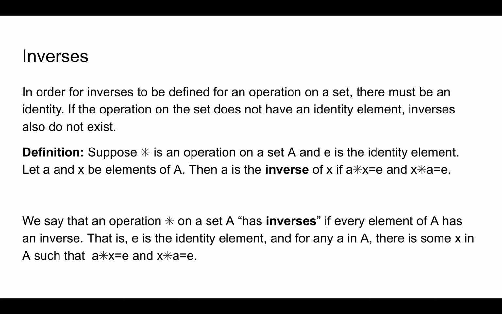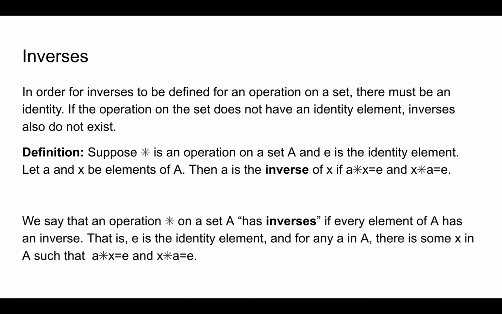All right, and our last property we'll talk about here is inverses. A note that's important: in order for inverses to be defined at all for an operation on a set, there must be an identity element. If the operation does not have an identity element, then inverses cannot exist.